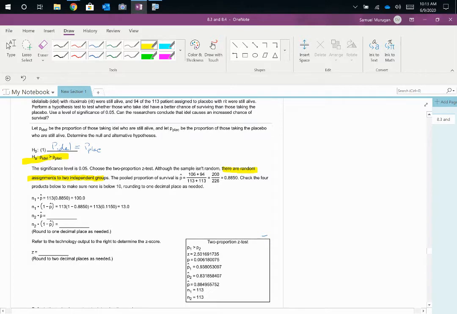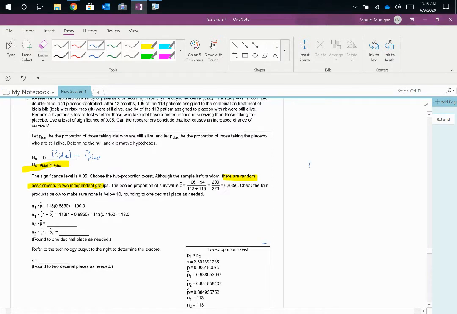The pooled proportion, so in the first case we have 106 out of 113, and in the second case we have 94 out of 113. For the pooled proportion, we add the numerators, add the denominators, and get the pooled proportion, and then put it into our calculator to get 0.8850.